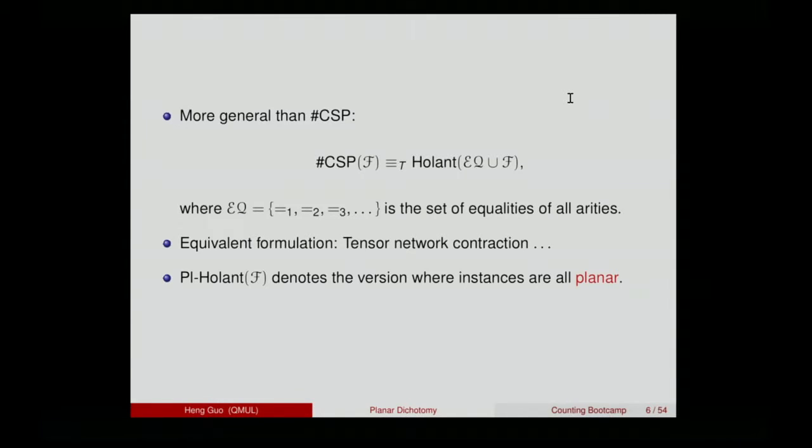So if we have a dichotomy theorem for all function sets for Holant, then as a consequence, we have a dichotomy for counting CSP. So in this sense, it's slightly more general. And this has actually been studied before. There are some equivalent formulations such as read-twice CSP or graphical CSP, and this is also equivalent to tensor network contraction. This is how these things are connected to quantum computation, because a quantum circuit can be viewed as a tensor network. And here is the notation Pl-Holant. It just means every input graph is planar.